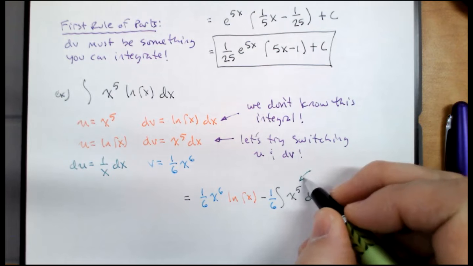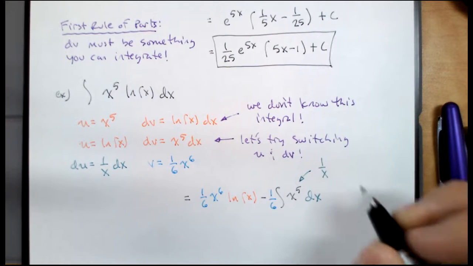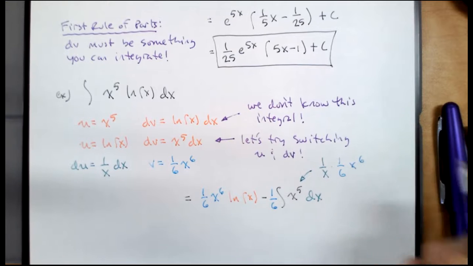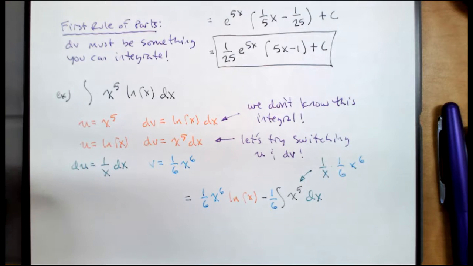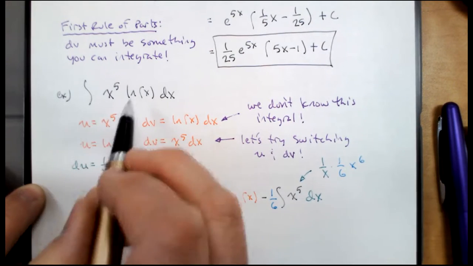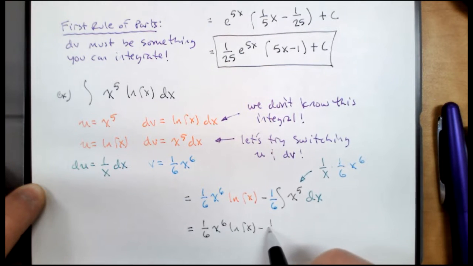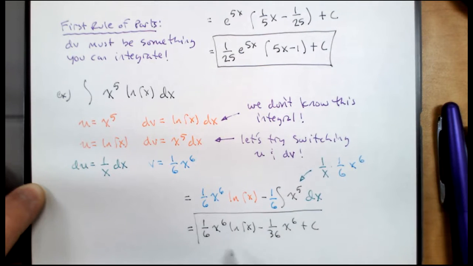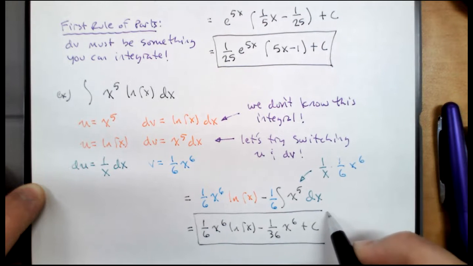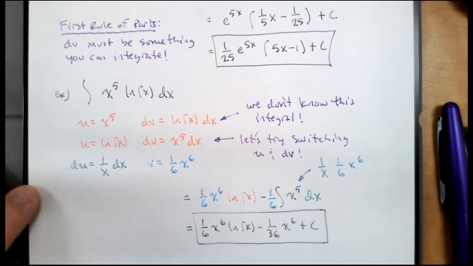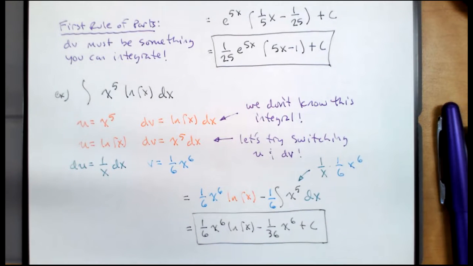So this x to the 5th came from 1 over x times 1/6 x to the 6th. We just simplified it to an x to the 5th. And now our secondary integral is a small one. We have made our life easier by trading our messy integral for a clean integral. Any questions?